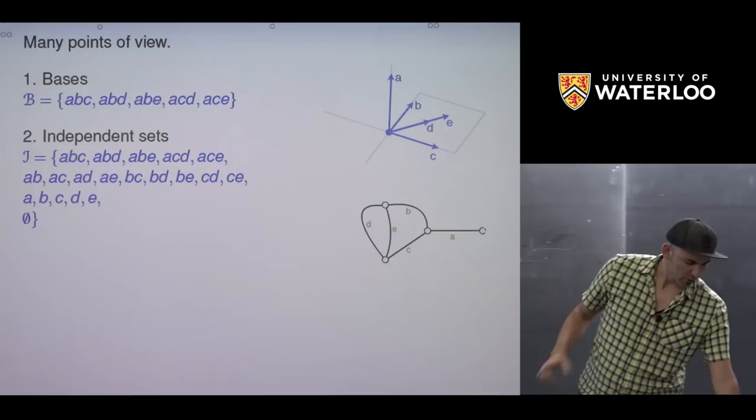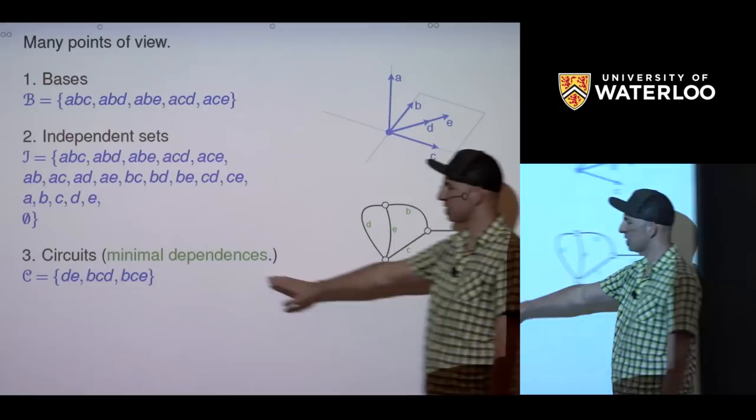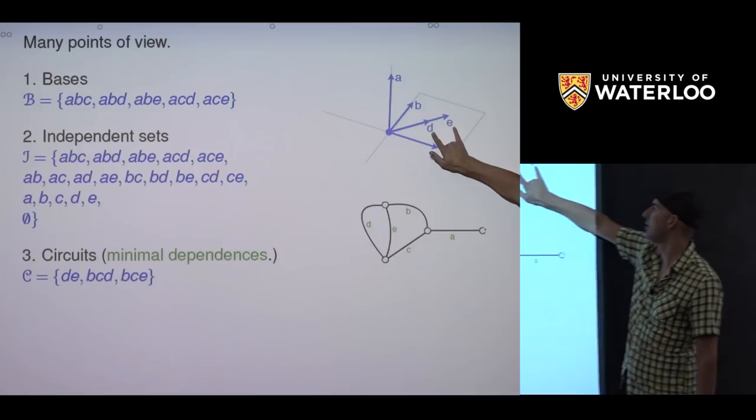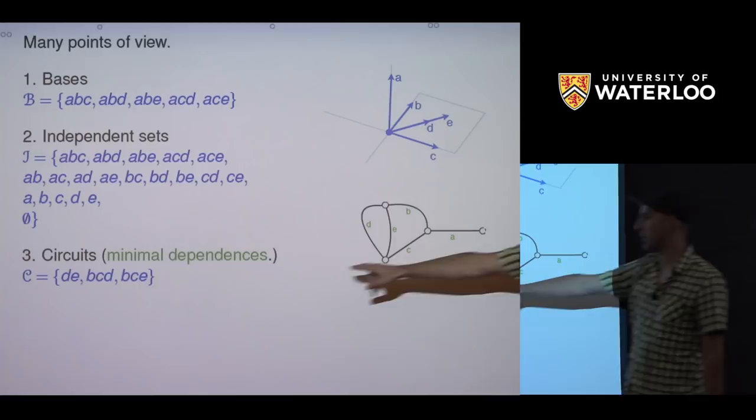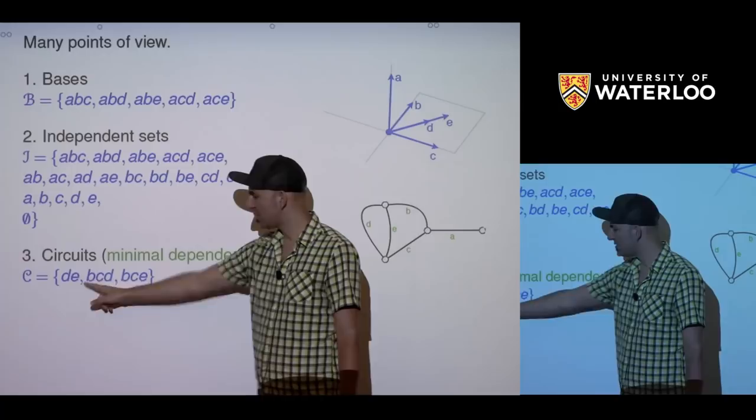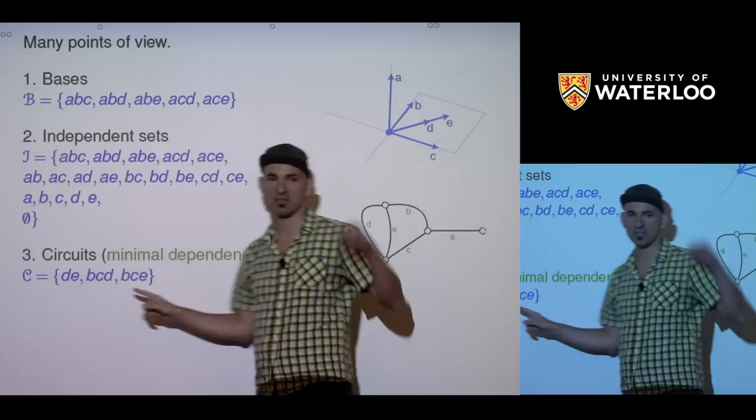Now I can take a different point of view, which is the circuits. The circuits are going to be the minimal linear dependences. So for example, here I have an equation E equals 2D. E and D are linearly dependent, and so I record that as a minimal linear dependence. If I put B, C, D here, then over there there must be a linear equation satisfied by B, C, and D. I guess in this case it's B plus C equals 2D.